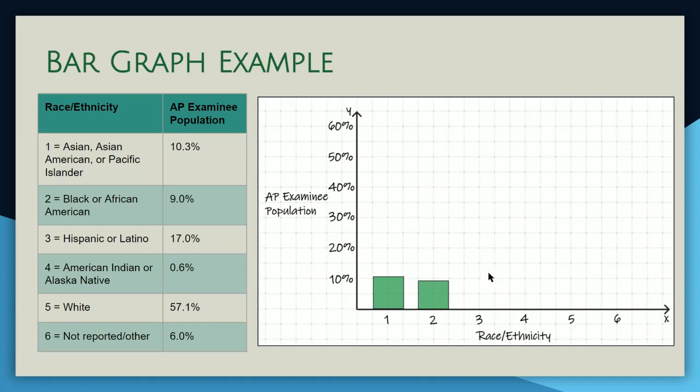Moving on to 3, for the third category, I need a height of 17, so right about here. For 4, I need a height of 0.6, so that's going to be really tiny, a little bit less than 1. 5 is at 57.1%, so that's all the way up here, a little bit above 55. And then 6 is not reported or other at 6%, so right here, just a little bit above 5.